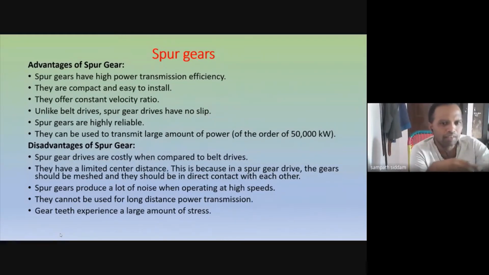Next, gear teeth experience a major amount of stress because the load acting on them is high enough: the radial loads, and maybe axial loads and thrust generation. Apart from this, larger amounts of stress come into the gears. Okay, these are the advantages and disadvantages of spur gears. Sometimes I will ask in the exam, what are the advantages and disadvantages of spur gears?